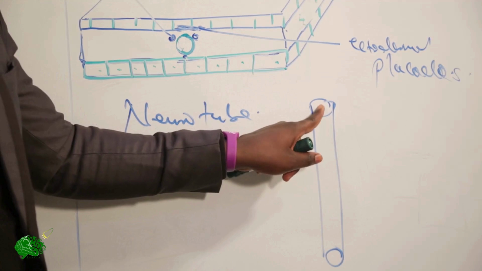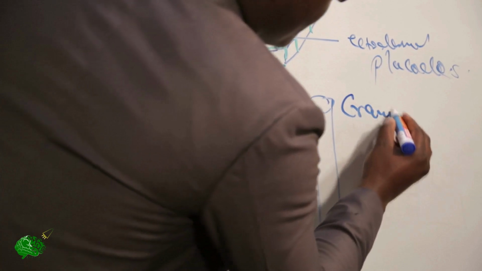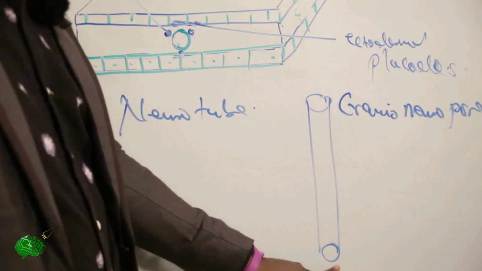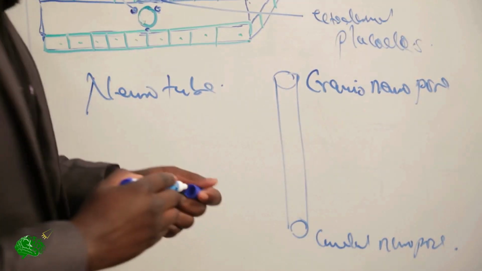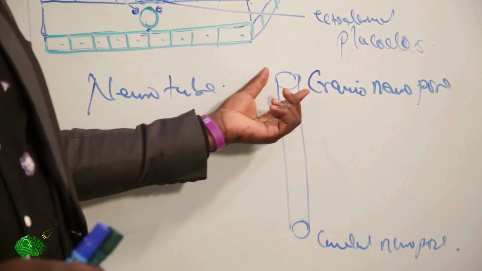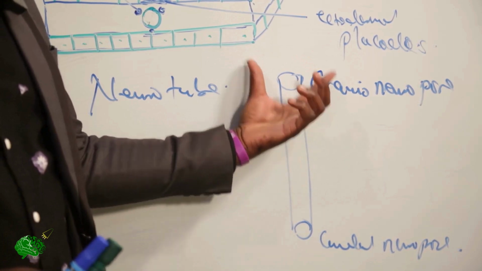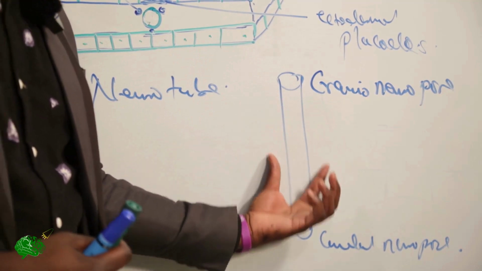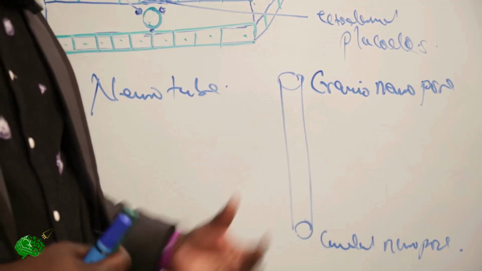This opening on the cranial side is called the cranial neuropore. And then the one on the caudal side is called the caudal neuropore. And all these pores have to close because the cranial side of the neural tube, in future, enlarges and forms our brain. And then the caudal side remains as a part of the neural tube, which will form the spinal cord.